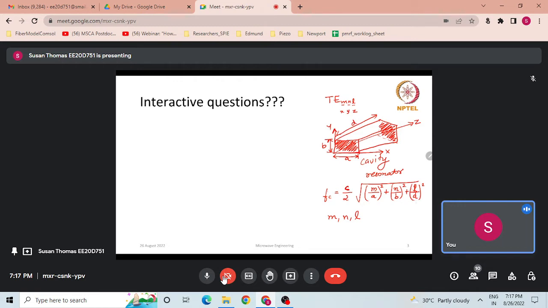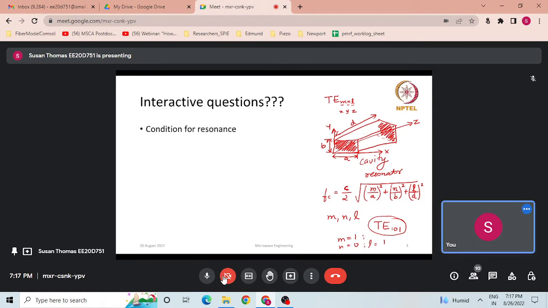Say if you have a mode TE101, then m is equal to 1, n is equal to 0 and l is equal to 1. So these are the indices of the corresponding mode frequency. Okay. So with these in mind, let us move on to the problems.